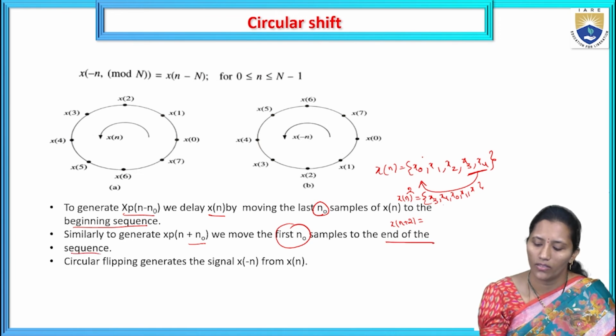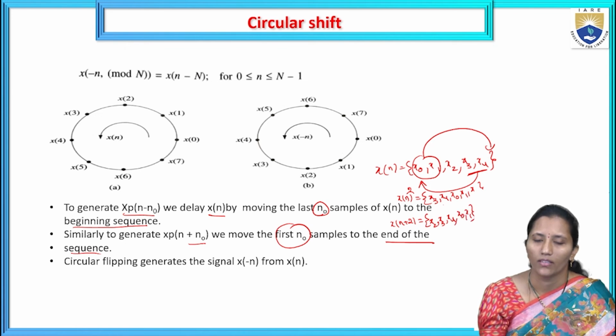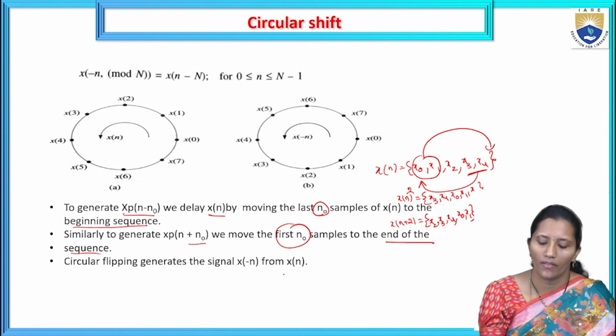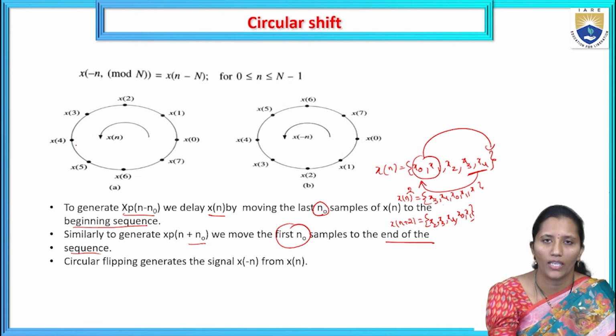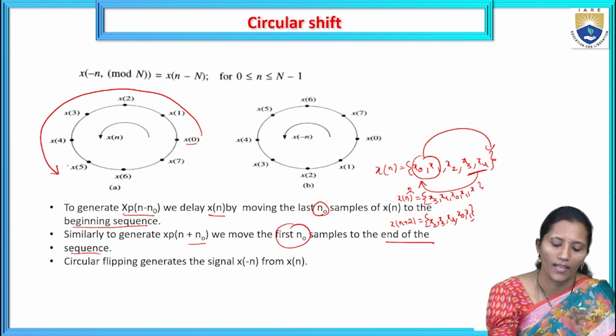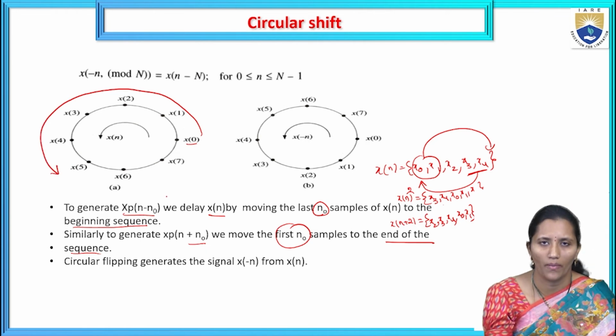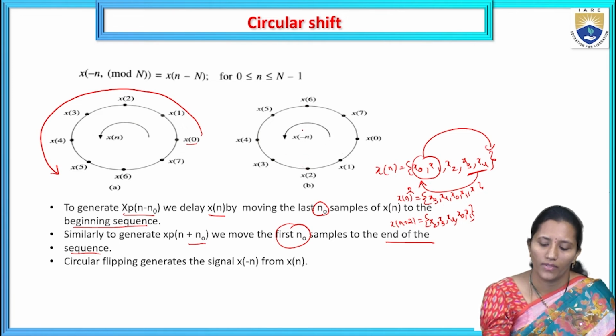Here the first 2 samples are x0, x1. These will come to the end of the sequence. So x2, x3, x4, x0, x1. Circular flipping generates x of minus n from x of n. First we take this concentric circle and represent x of 0 and the sample values in the anti-clockwise direction, and then we rotate that one.